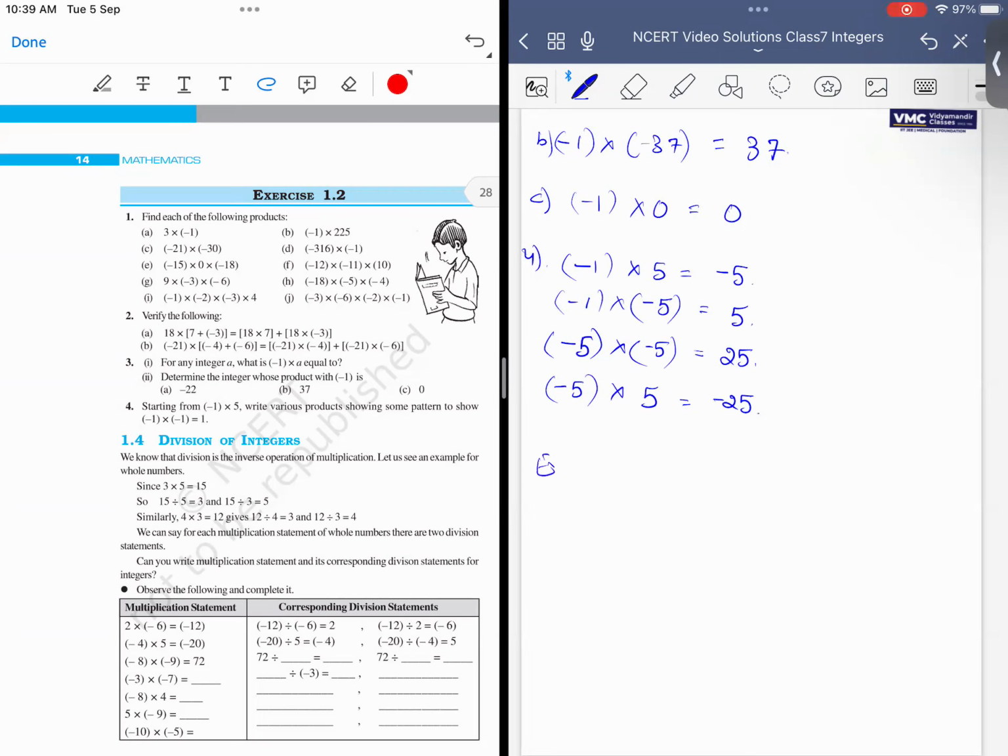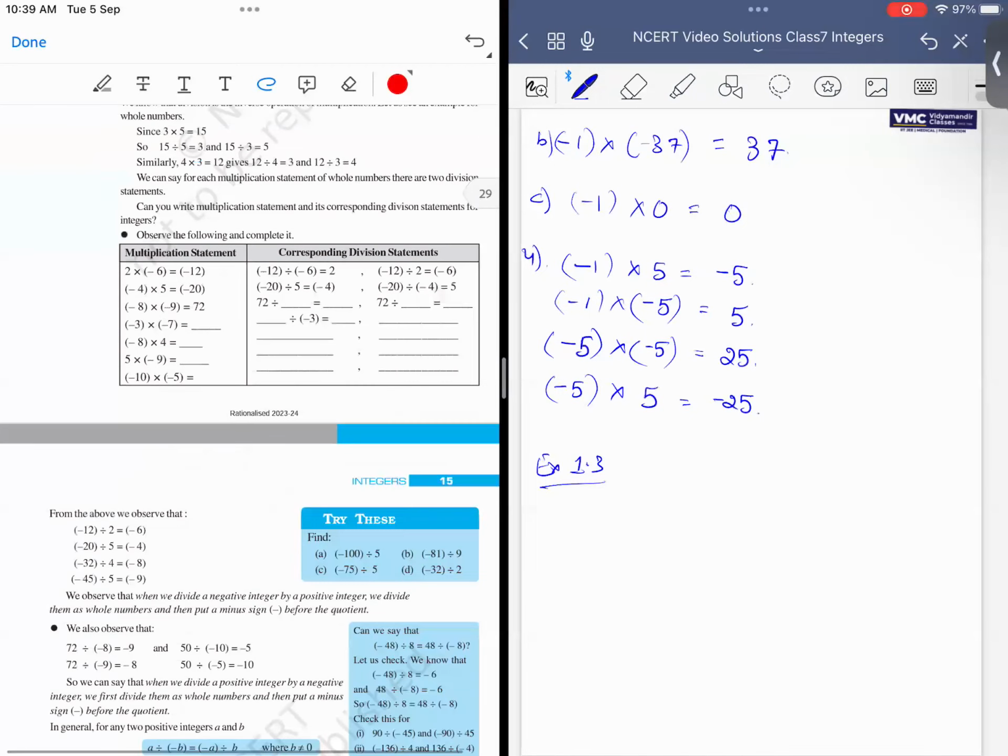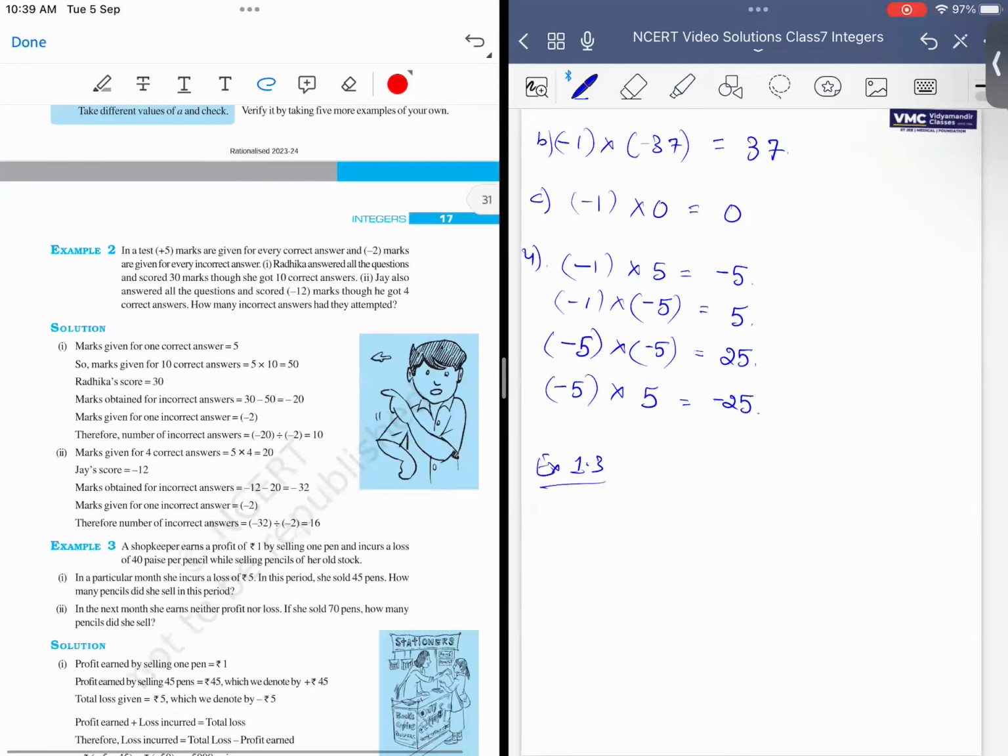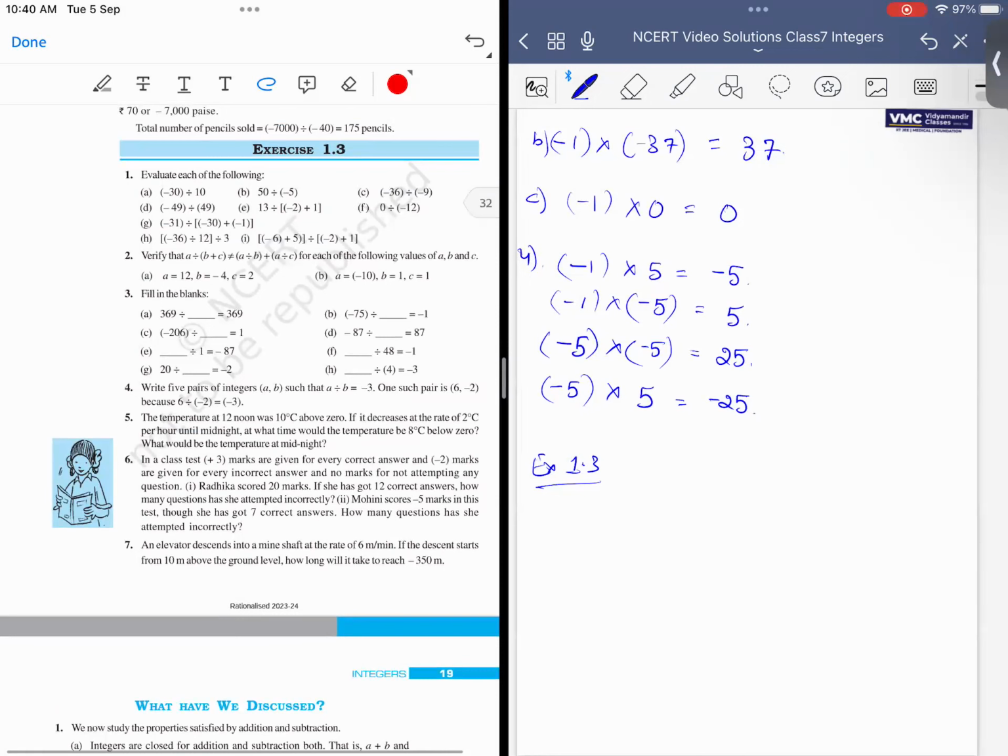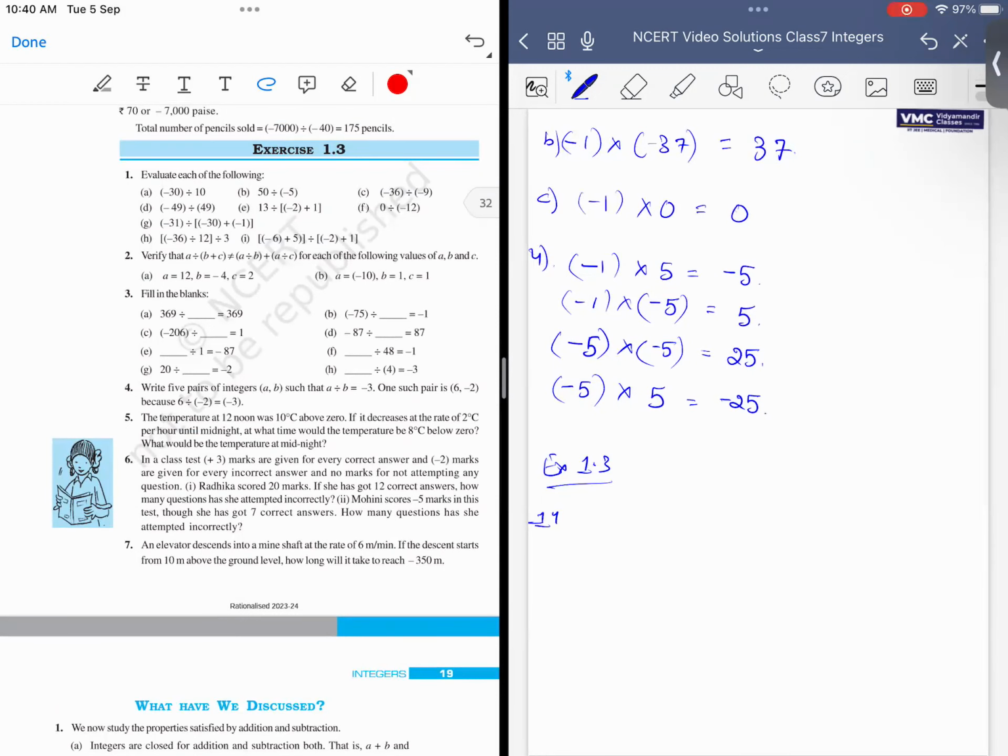Next question, 1.3. And the next exercise is based on division. Question 1 is evaluate. So the division of the integers is done in the same manner, but the sign of the integer is to be taken into consideration.